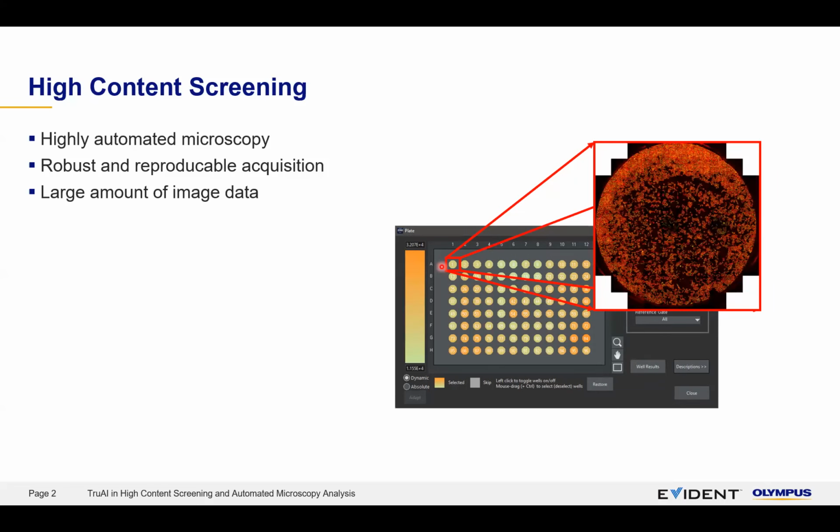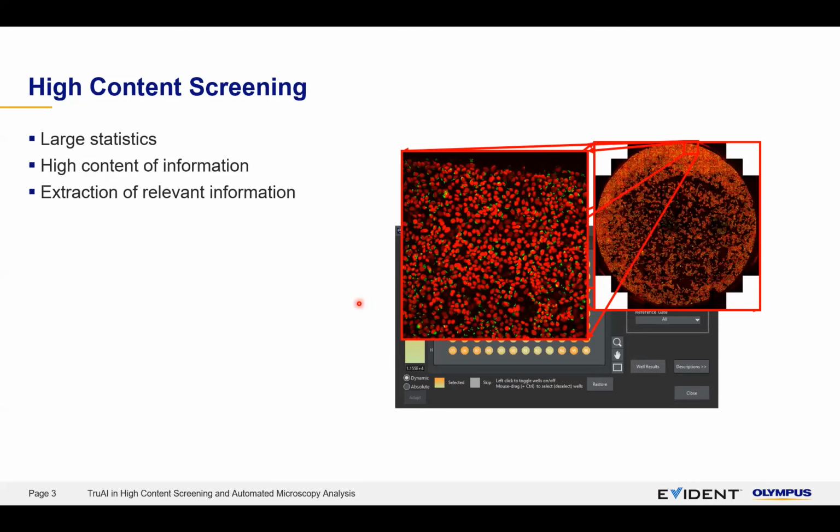This means we need highly automated microscopy to acquire the whole plate, or maybe multiple plates, in a systematic and reproducible way. This needs to be very robust. And what we typically want to end up with is a large amount of image data. This can be a few images, like 10 or 20 images, but it can also be 10,000 or even more images for a whole well plate. This means we can have large statistics.